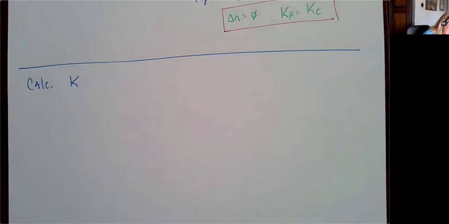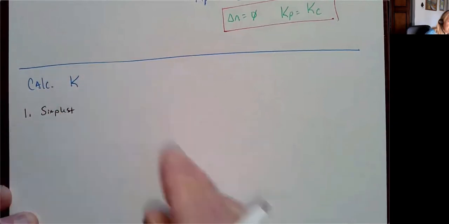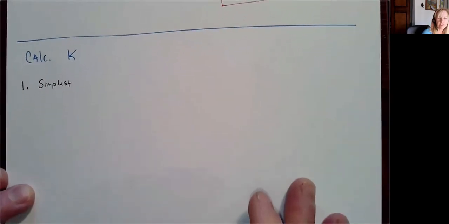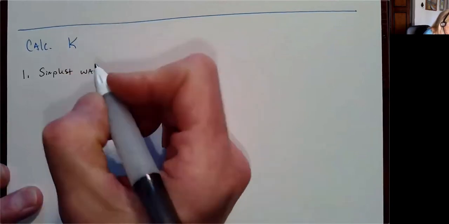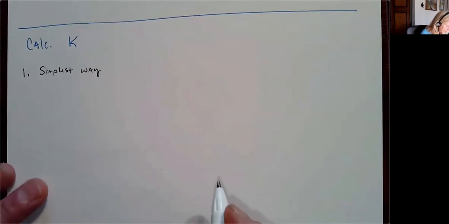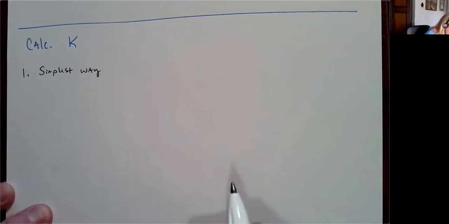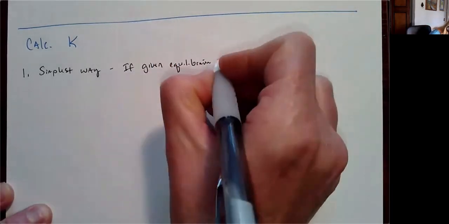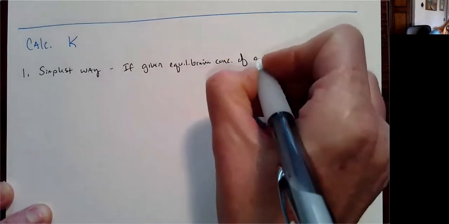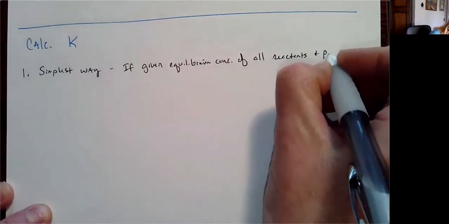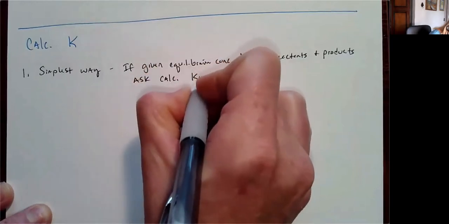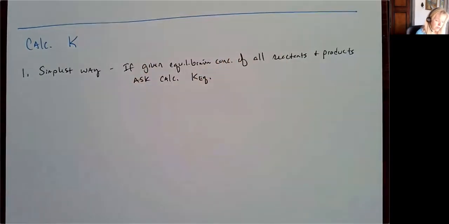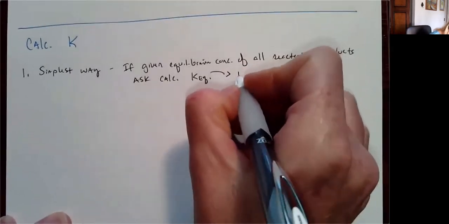So calculating Keq, your equilibrium constant. This is the simplest method. And like I said, this is all going to depend on the information that you have about the system. So this is the simplest way, which you would want to opt for every time, but you may not be given this information. It applies if I know equilibrium concentrations of all reactants and products, and I want to calculate Keq. So if I'm given equilibrium concentrations, that means I'm calculating Kc.